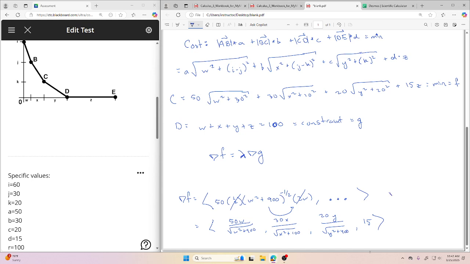My grad G is actually super easy, and that's why I want not much room for it, because it doesn't really matter. I'm looking right here at these guys. What's my derivative in terms of W? 1. And the X? 1, 1, 1, 1, yeah. So all this is equal to lambda times 1, 1, 1, 1.